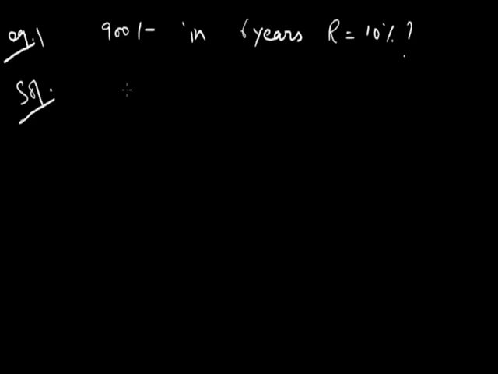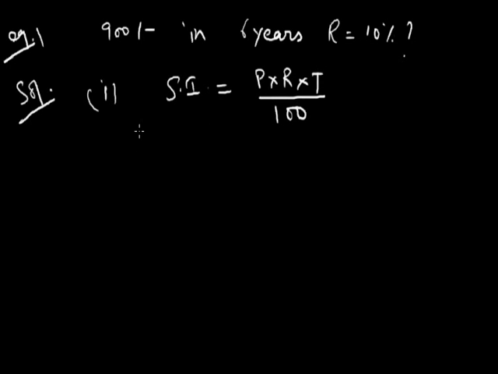We will solve this question both by using the unitary method and the direct formula of SI. So first of all, we will solve this question directly using the formula for SI. The SI is equals to P multiplied by R multiplied by T divided by 100. Now in the given question, the 900 rupees is the amount. So amount, as we know, is equals to principal plus simple interest.